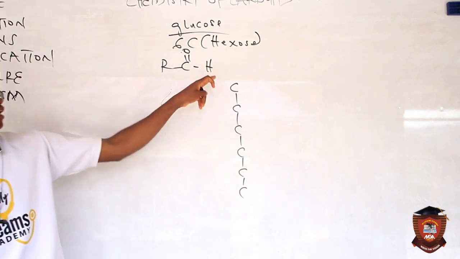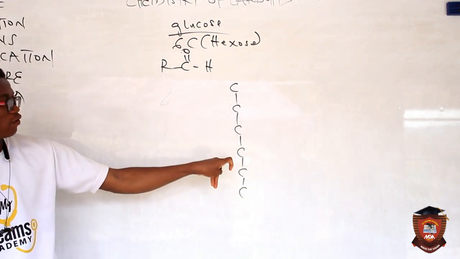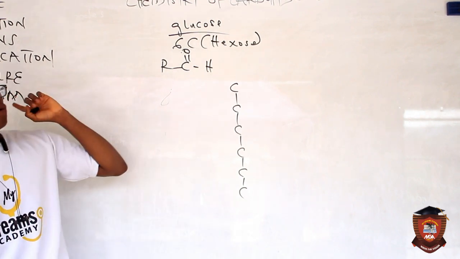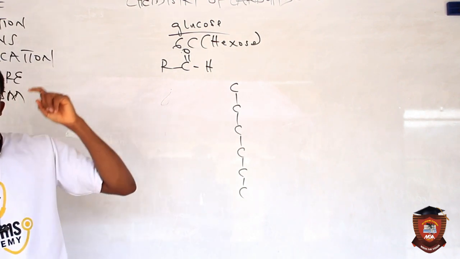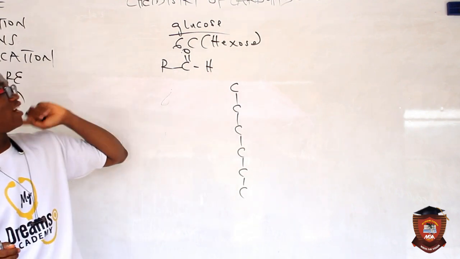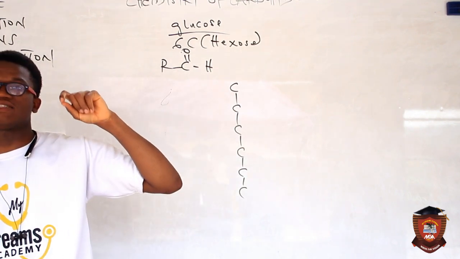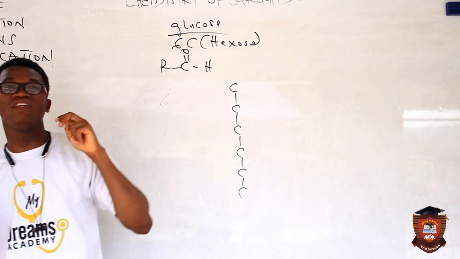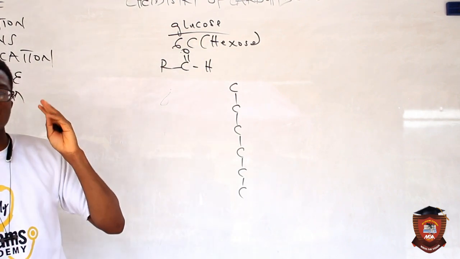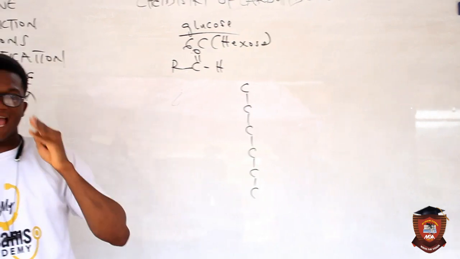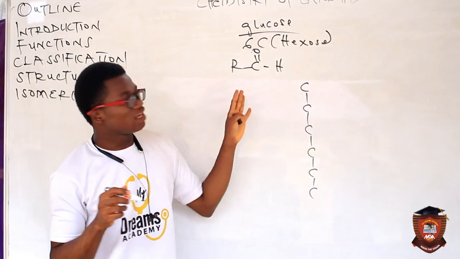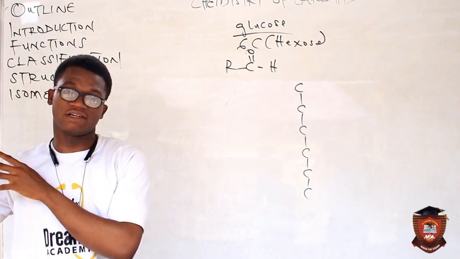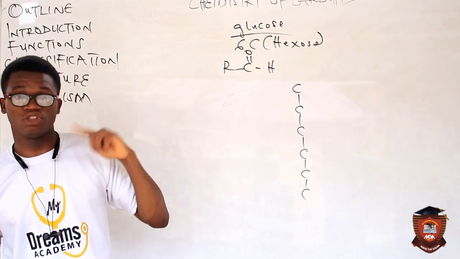So we can do a count: 1, 2, 3, 4, 5, 6. So this shows that it is a hexose. And when we were defining carbohydrates in the first part of the lecture, we defined carbohydrate as polyhydroxyaldehydes or polyhydroxyketones. But glucose here is a polyhydroxyaldehyde. That means it has many hydroxyl groups, but it has to have a configuration which differentiates it from other monosaccharides. So this is the easiest way to draw glucose.